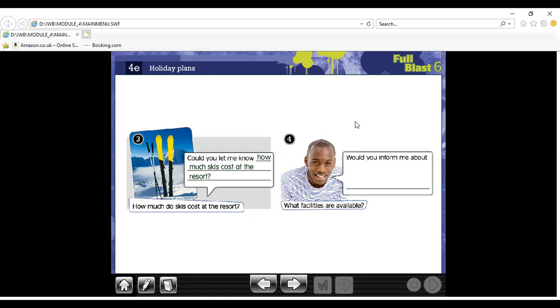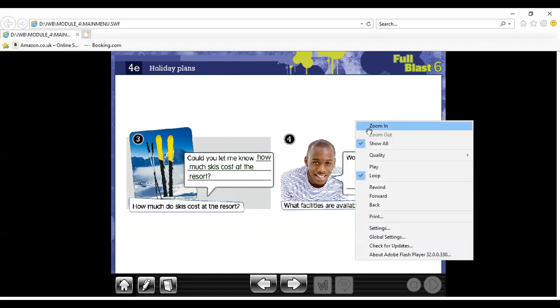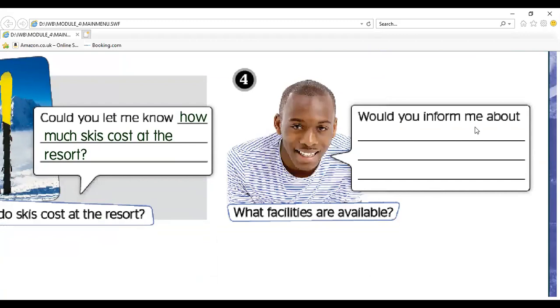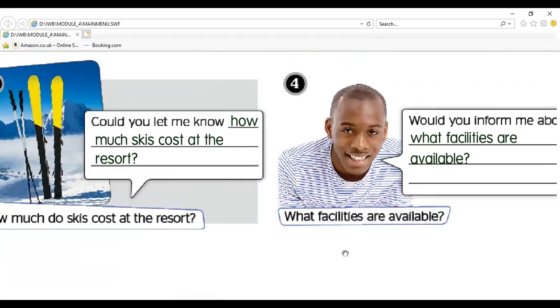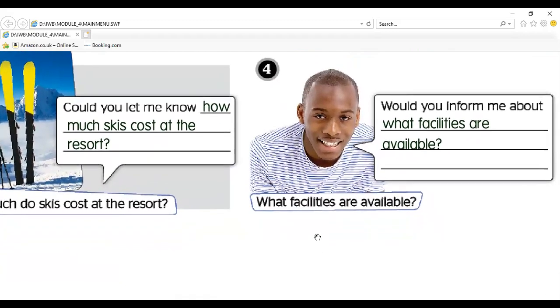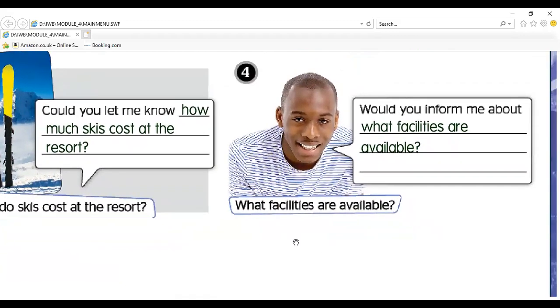Would you inform me about what facilities are available? Yes. Would you inform about what? Yeah, right. What facilities are available? What facilities are available? Write it. Write your answer. Okay.